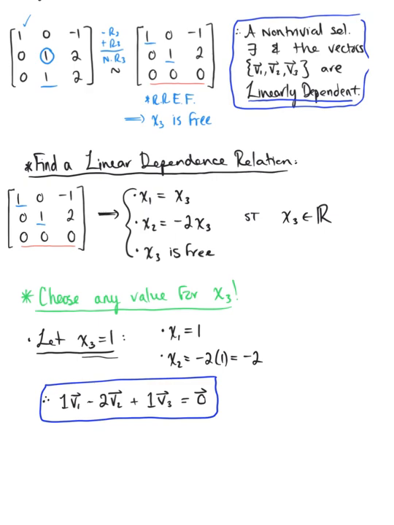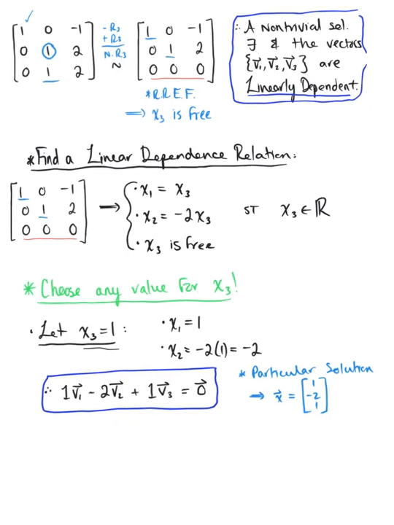We can even make a little love note here to ourselves that this is giving us one particular solution to the system. So this particular solution that we have defined for vector x, our particular solution here is 1, negative 2, 1. Beautiful. And let's do one more for good luck.